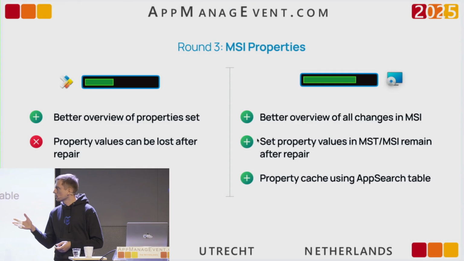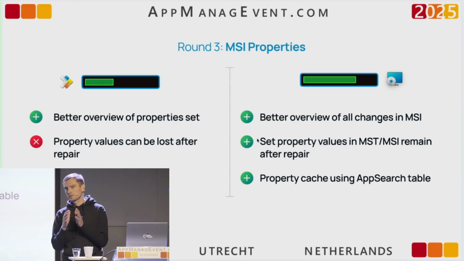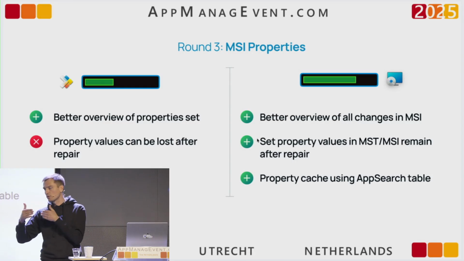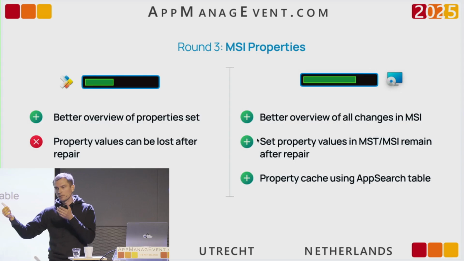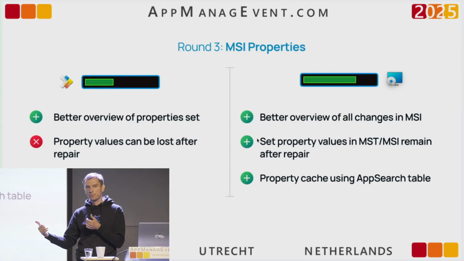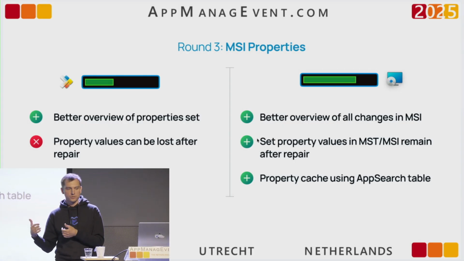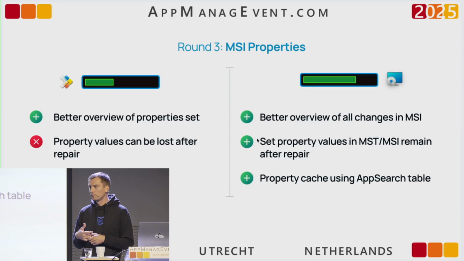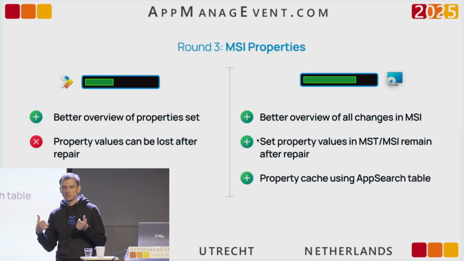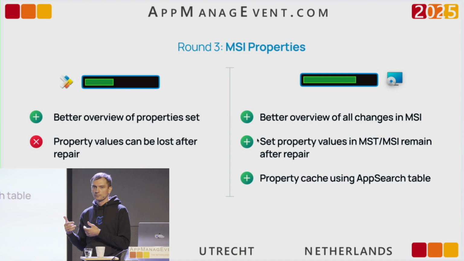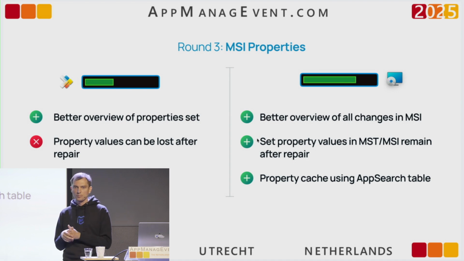So I have heard that people say that with PowerShell Deploy Toolkit, it is just easier to overview all the command lines, all the properties you set. However, you may lose these properties during the repair in some scenarios. With MSI, what works and is best practice for us is that we always create an MST file for the vendor MSI and do all the changes there, including creating the property cache.